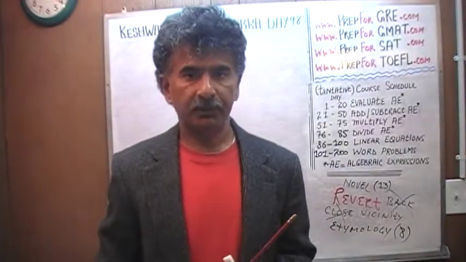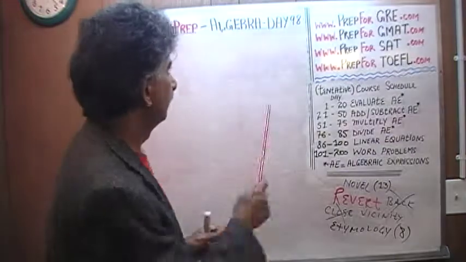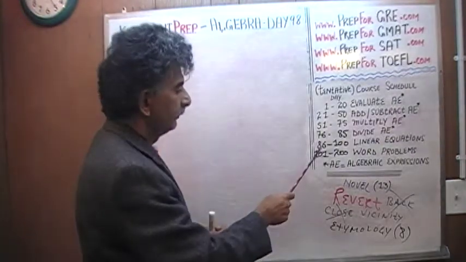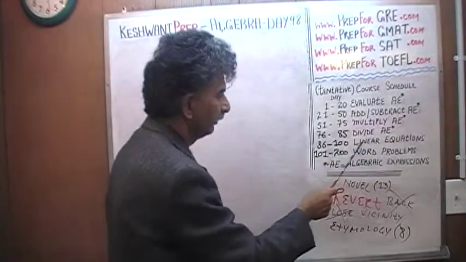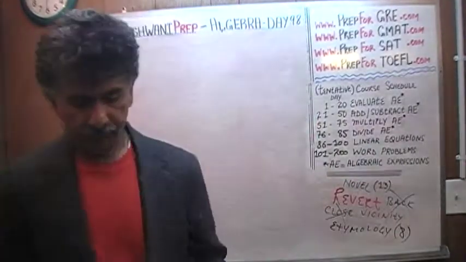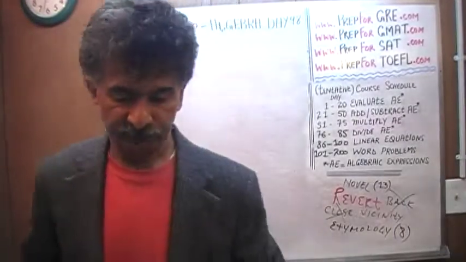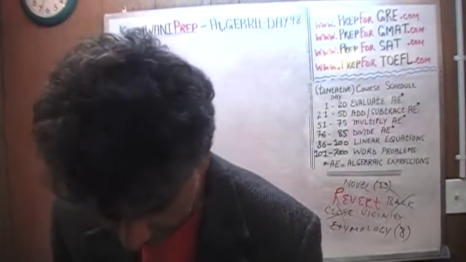We are here because we want to learn algebra. Today is our lesson number 98. From day number 86 through 100, we've been learning how to solve linear equations. We are at day number 98. We have 2 more days to go before we finish this topic. Let's see what we have for today.